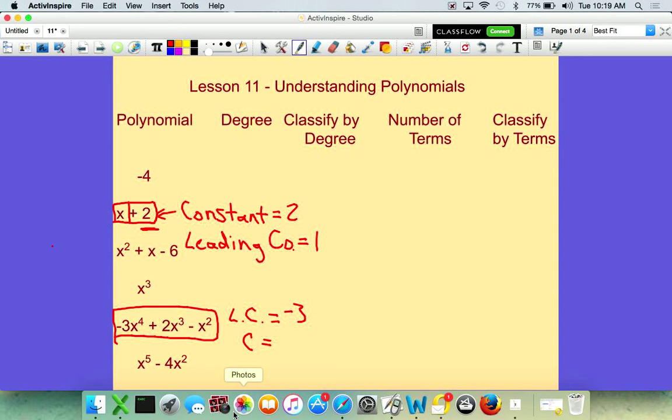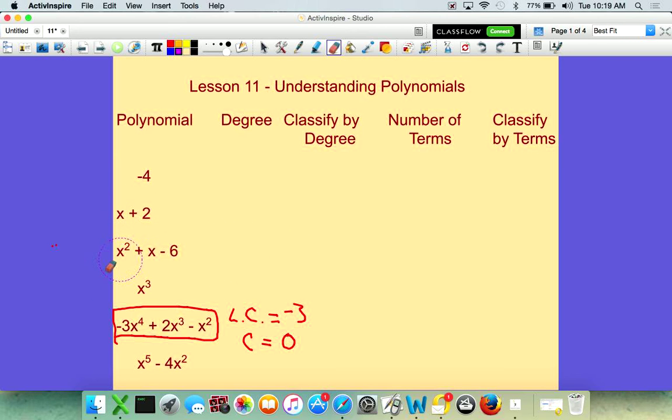Our constant term here is a little bit different. All of those terms have an x in it, so every single one of those can change. Our leading coefficient is -3, but our constant is like it's not even there. We're not going to add anything to this. So our constant term is 0. If you don't have a constant term, it's always like you're adding 0 to it.